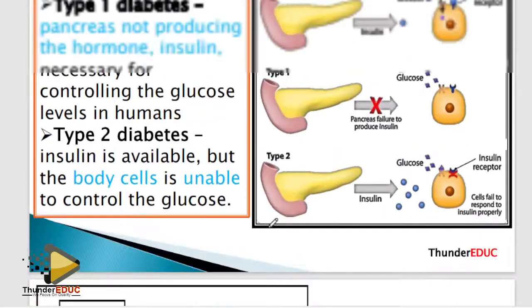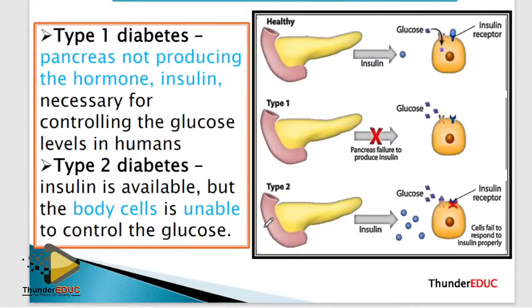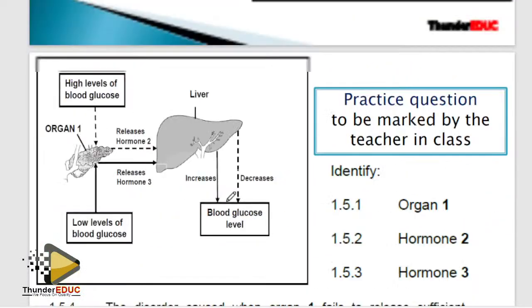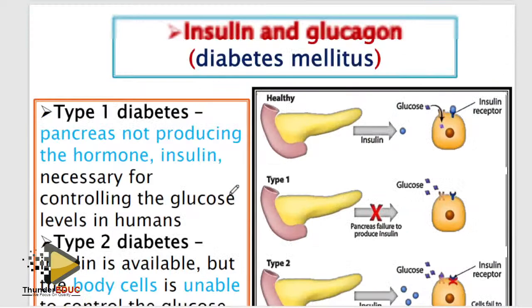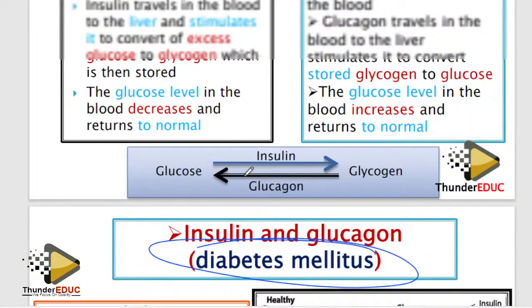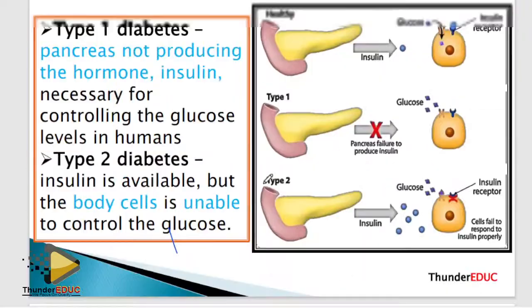Okay, diabetes. Please, when we ask you about diabetes, call it diabetes mellitus. Don't say sugar diabetes. We don't want to hear that. It's diabetes mellitus. If the pancreas cannot work properly, we call it diabetes mellitus. So please don't go without knowing this.